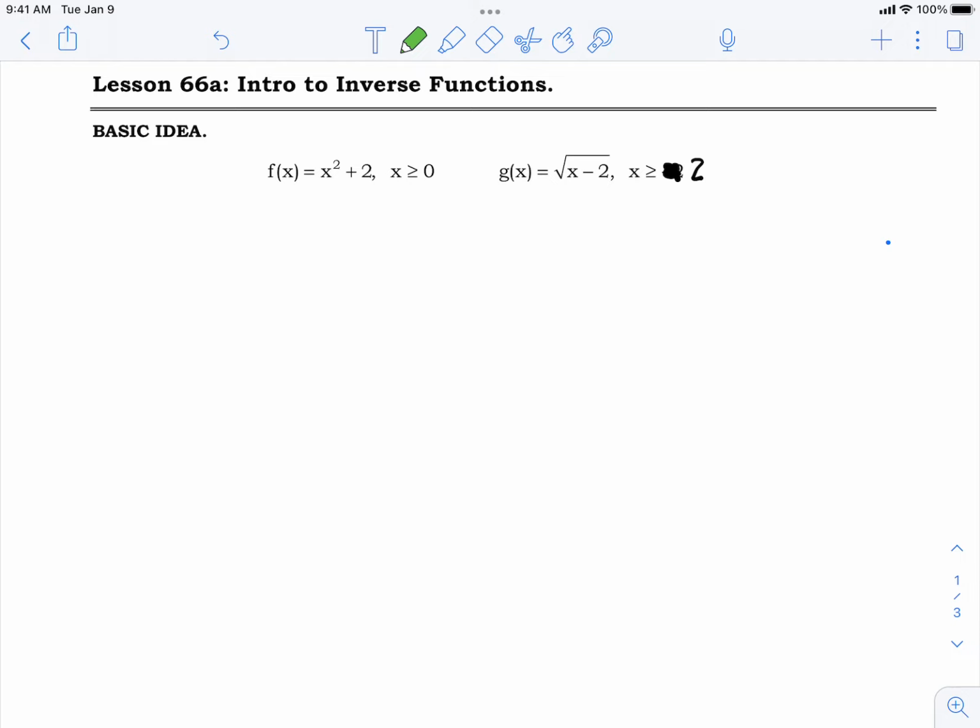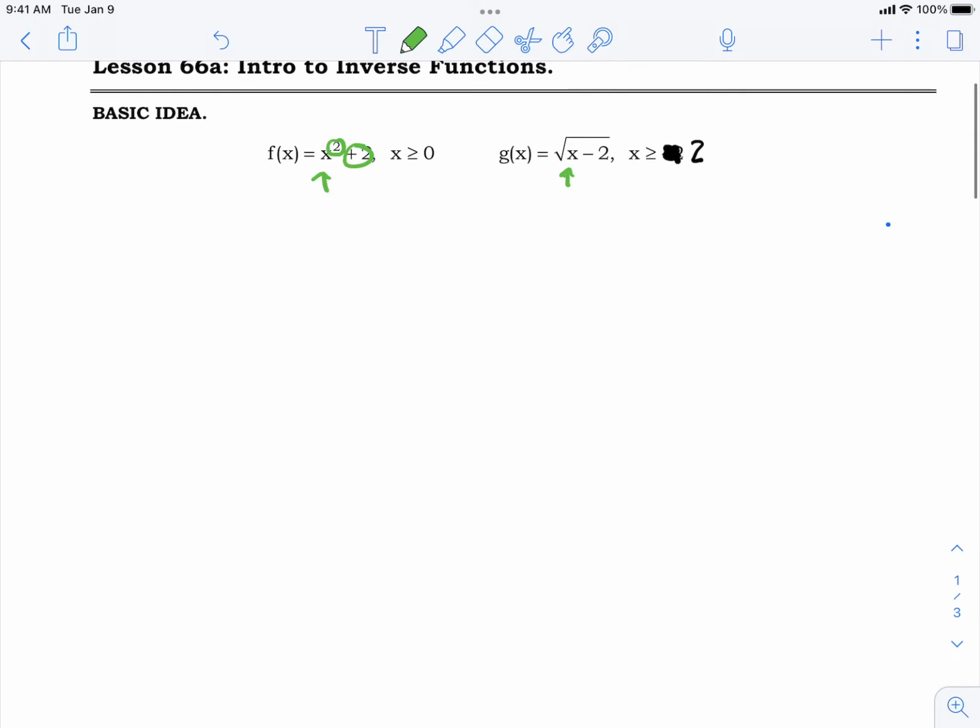Well, did you notice that what they do at the inputs is exactly the opposite? In other words, what does f do with its input? It takes its input, it squares it, and then it adds 2. What does g do with its input? Does it do the same thing, square it and add 2? No, subtract 2, square root. Notice that's exactly the opposite, in the opposite direction and everything.